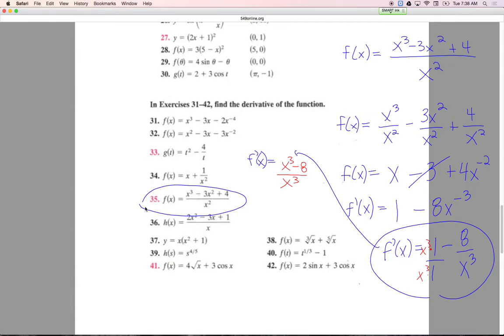You do the same thing. You just divide every one of them by what? X, and then there you go.